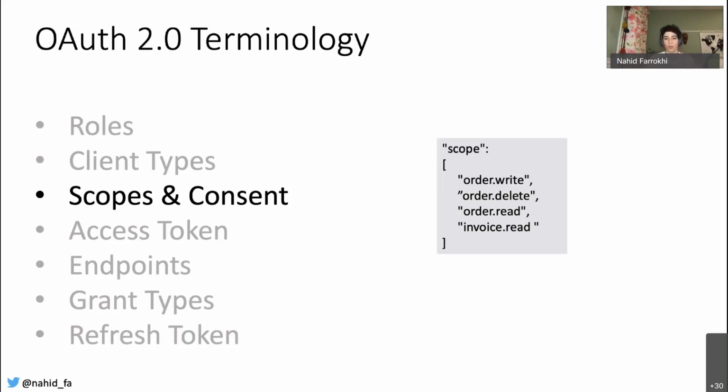Most of you have already seen the consent form, especially when you try to log in using social media, which is more of OpenID Connect or authentication, but the same concept. In general, the scopes that an application is requesting can be modified by the resource owner, the user, and also by the authorization server. Both of them can modify the scopes.